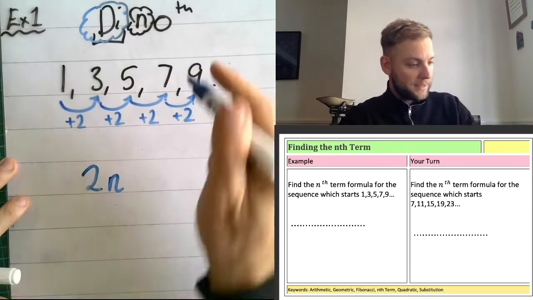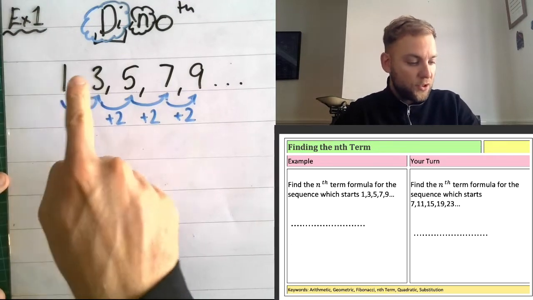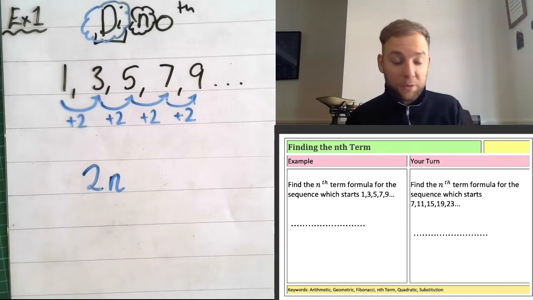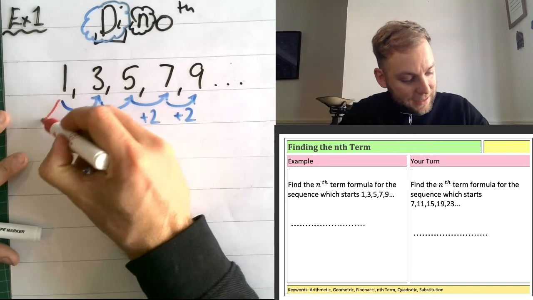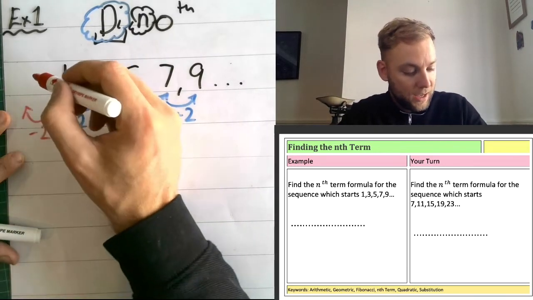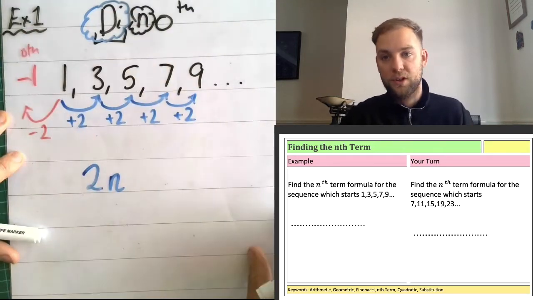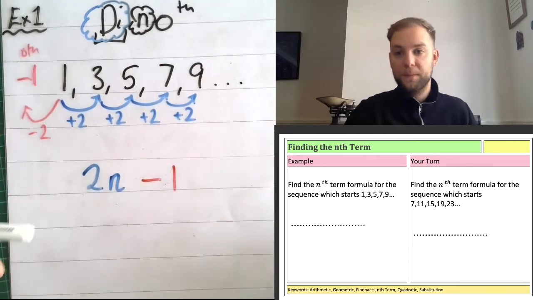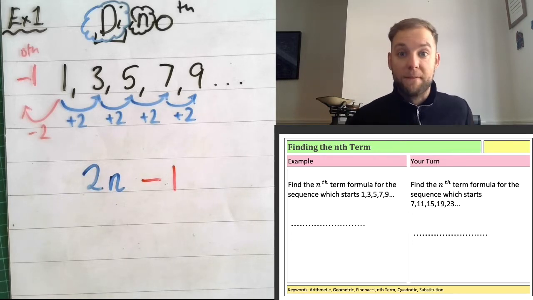Now, the other thing that we're missing is the 0th term. Well, we know that this is our first term, second term, third term, fourth term, fifth term. So to find our 0th term, we go backwards. So instead of adding 2, I subtract 2 there. So 1 minus 2 is equal to minus 1, and this is our 0th term. Okay, so it's going to be 2n minus 1. And there we have our linear nth term.